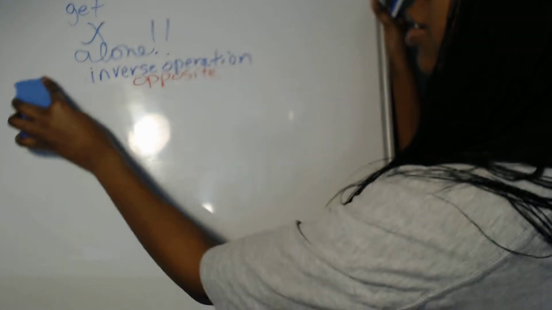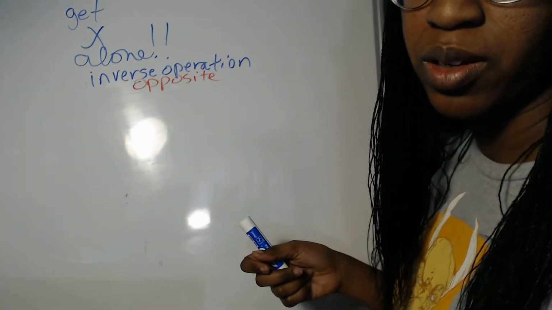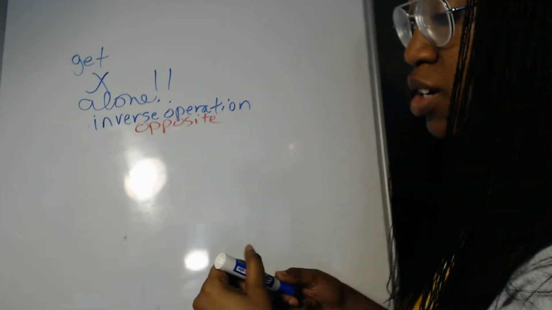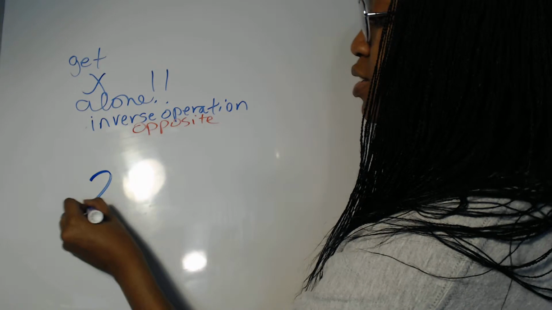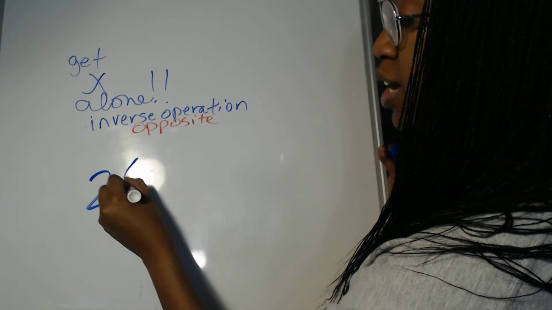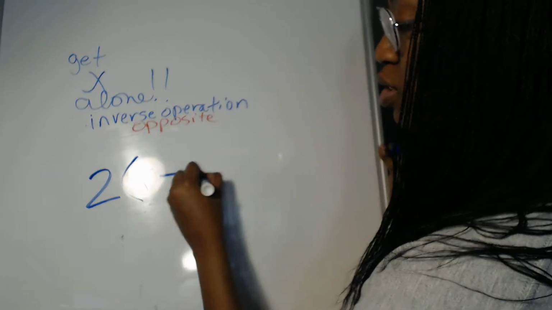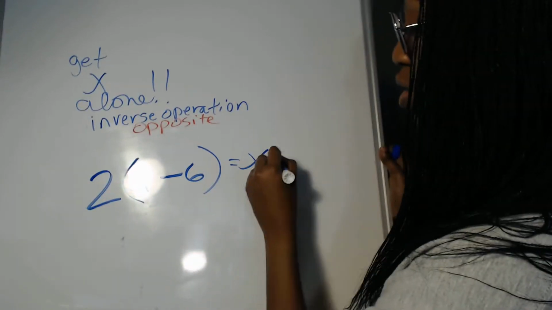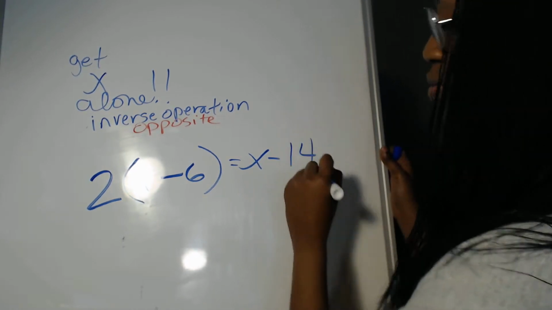I'll leave these rules up here because we're going to need this information as well as a few more notes about the next problem. 2 multiplied by quantity x minus 6 equals x minus 14.